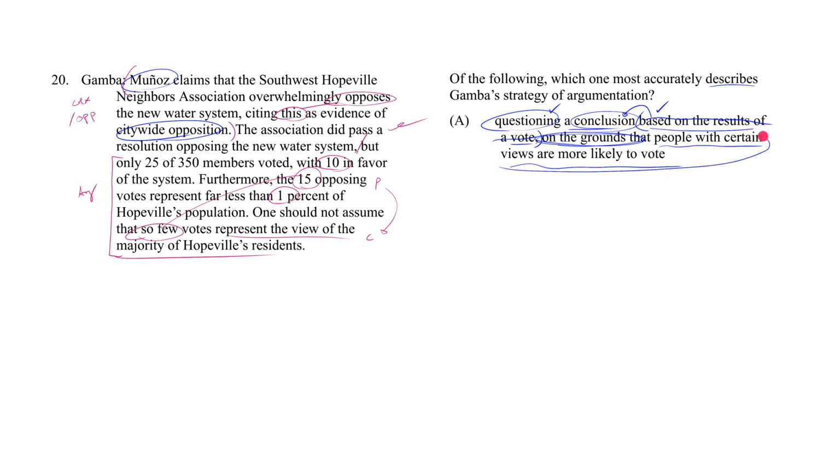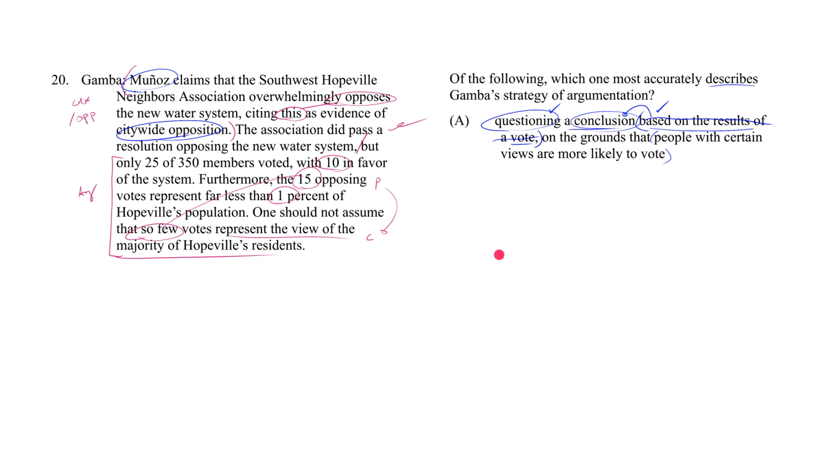That's why this part is describing Gamba's premise, or at least attempting to describe Gamba's premise by saying "on the grounds that." So now to apply the descriptive accuracy test, we simply have to ask, hey, does this actually describe Gamba's premise? Is this how she's questioning Muniz' conclusion? And the answer is a big fat no.